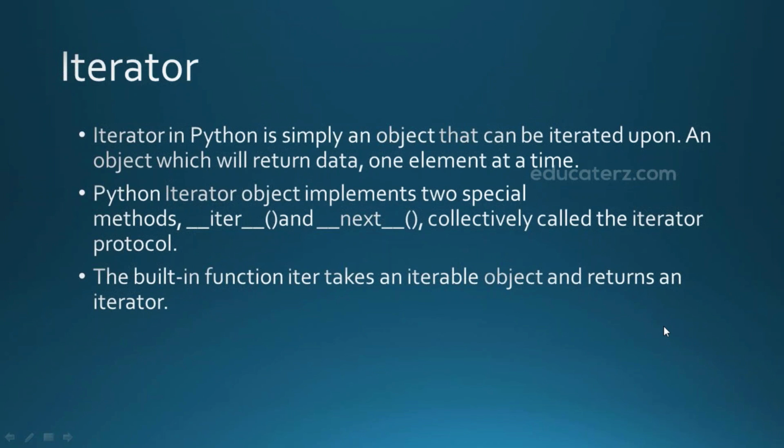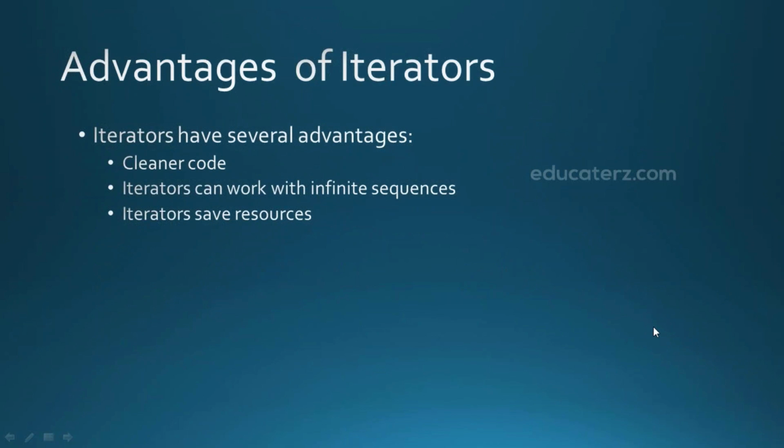Now we'll see the advantages of iterators. Iterators help us write cleaner code, and they are very flexible to work with infinite sequences. The most important one is that iterators save resources. Whenever we use a for loop on a particular sequence, it returns the entire data set, or the entire output, onto the console at a time.